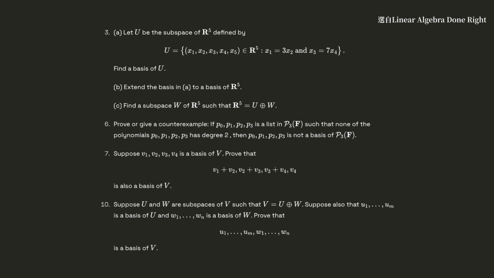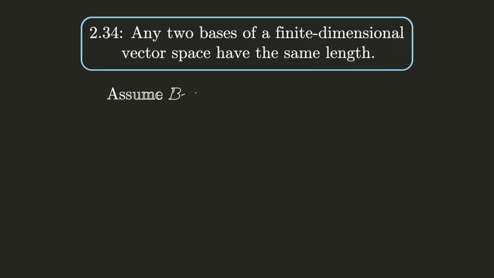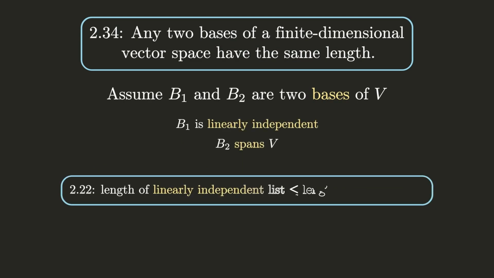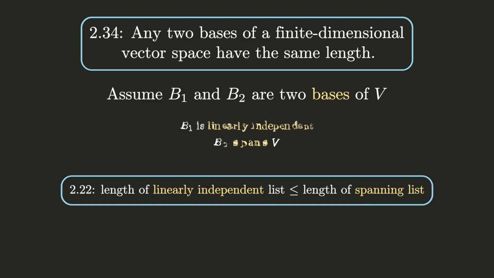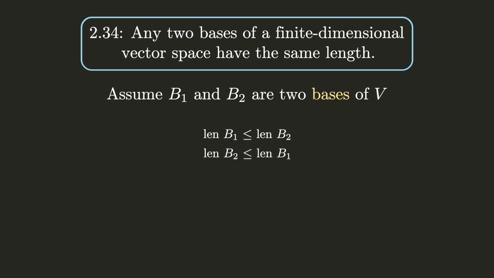Alright, let's get to proving the theorem. To get started, let's assume B1 and B2 are two bases of V. By definition, B1 is linearly independent and B2 spans V. By 2.22, B1 must be no longer than B2. By swapping the roles of B1 and B2, we can get the opposite inequality. So if we combine them, it follows that B1 must have the same length as B2, proving that any two bases have the same length.